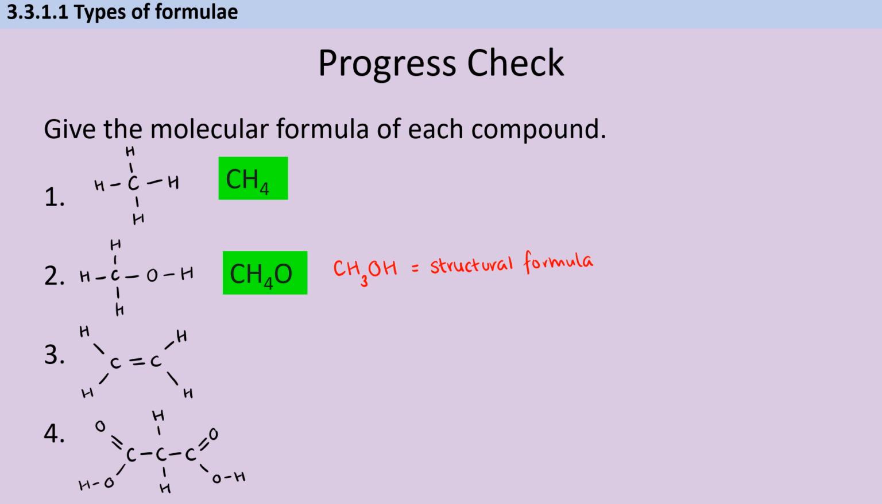Next, we've got ethene, and this is going to be C2H4. And then finally, we've got this dicarboxylic acid, and this is going to be C3H4O4. And again, you need to be just giving the ratio there. So some of you might have done something like HOOC CH2 COOH, and I completely understand why you would do that. That would be my instinct if you just asked me for the formula. But since we're looking for the molecular formula, we just want the ratio of the elements.